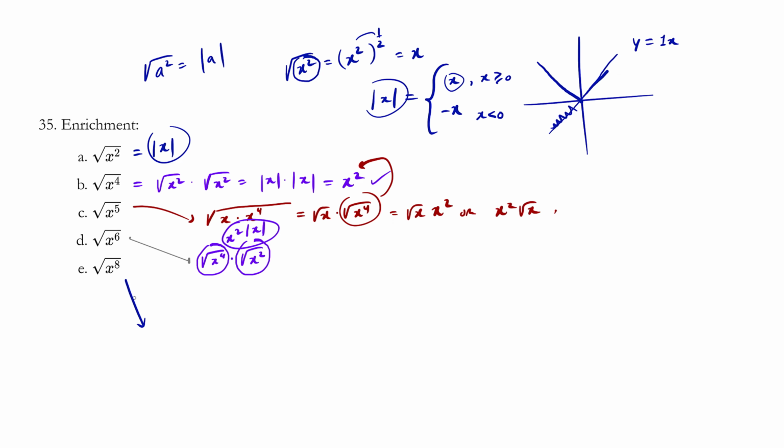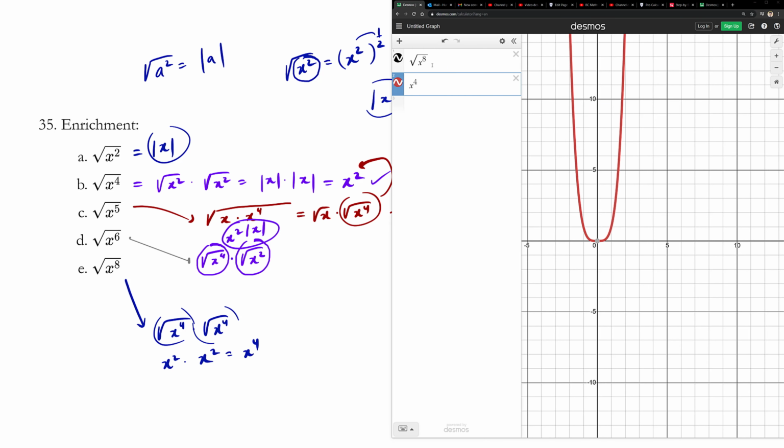Finally, let's take a look at the square root of x to the 8. Now we could break this down to the square root of x to the 4 multiplied by the square root of x to the 4, and we previously established that these independently become x squared. So we have x squared multiplied by x squared, which is x to the 4. So let's take a look. This one here is more intuitive. Let's see if it's true on Desmos. So indeed, the square root of x to the 8 is the same as x to the 4.